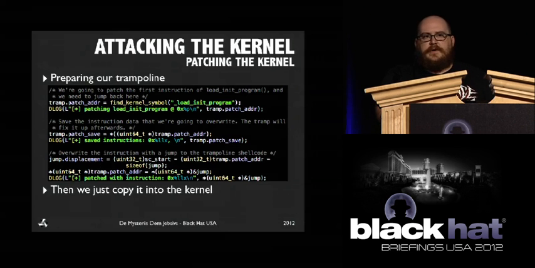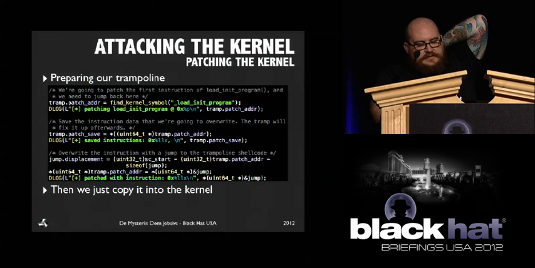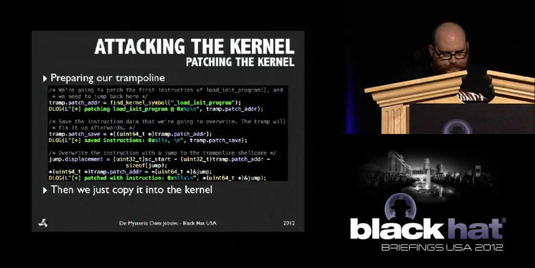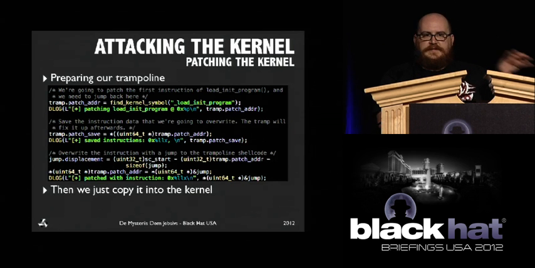Calculate a displacement to where our payload's going to be stored in the page alignment padding. We also need to calculate a displacement to the payload, and then overwrite the first set of instructions in the load init program function with our E8 relative jump to our payload. And we just copy that into the page alignment padding.